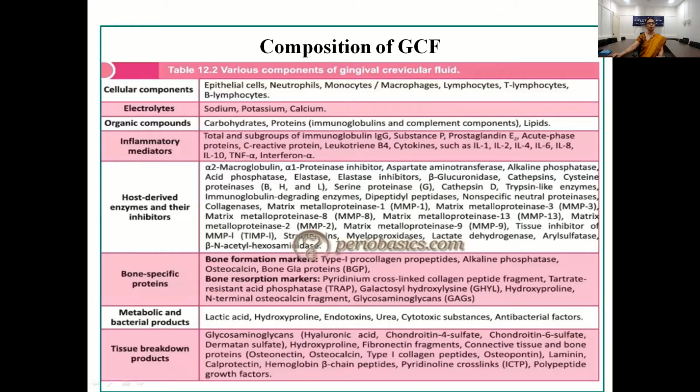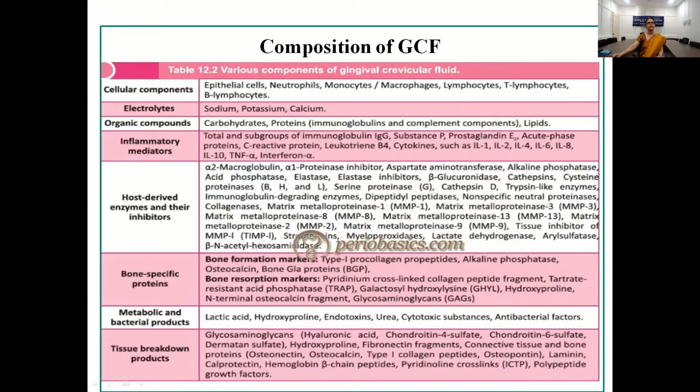Now, this is the composition of gingival crevicular fluid. It contains cellular components like epithelial cells, neutrophils, monocytes, macrophages, lymphocytes, in that T lymphocytes and B lymphocytes. Different electrolytes are sodium, potassium, calcium. It contains carbohydrates, proteins and lipids. These are the organic compounds.